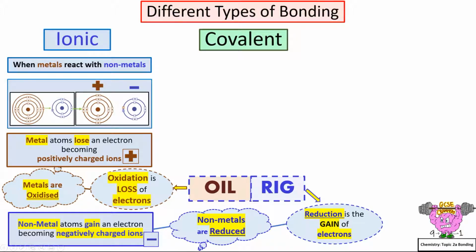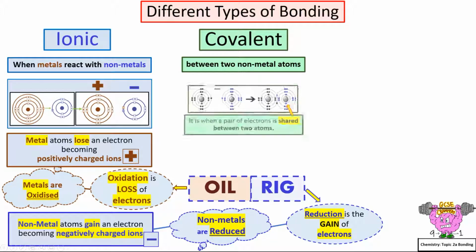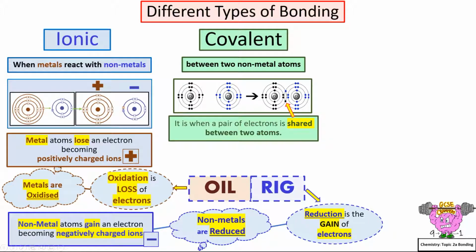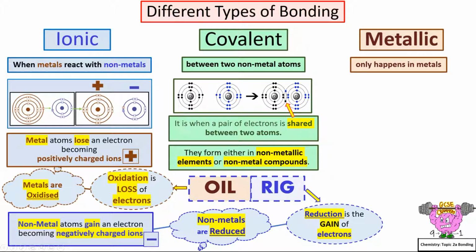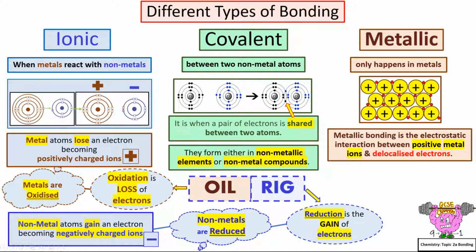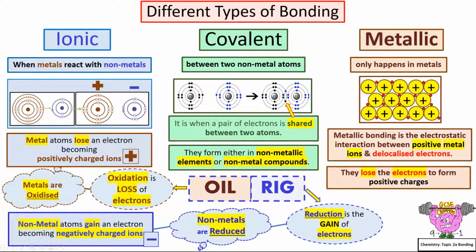Covalent bonding is between two non-metal atoms. It is when a pair of electrons is shared between two atoms. They form either in non-metallic elements or non-metal compounds. Metallic bonding only happens in metals. Metallic bonding is the electrostatic interaction between positive metal ions and delocalized electrons. They lose the electrons to form positive charges.